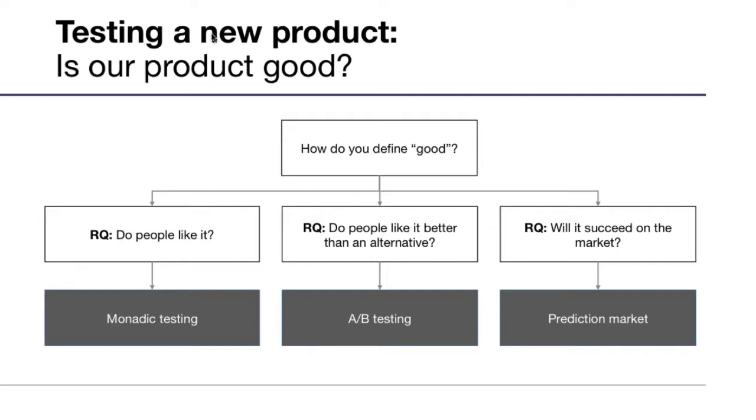However, there are multiple ways to ask this question. One way is to say, do people like it? And in this case, a monadic test is the best or most appropriate solution. Another way is to ask the question, do people like it better than an alternative? And that's where A/B testing might be suitable. And the third way, and definitely not the last way, is to ask, will this product succeed in the market? And that's where prediction markets might be providing an answer. Now, we're going to talk briefly about these three.